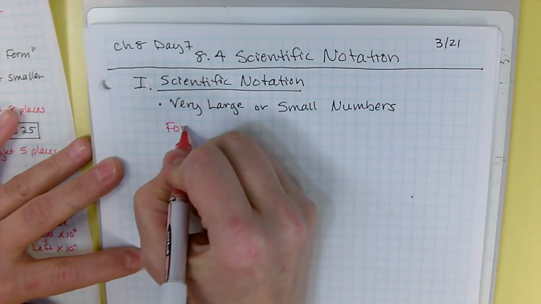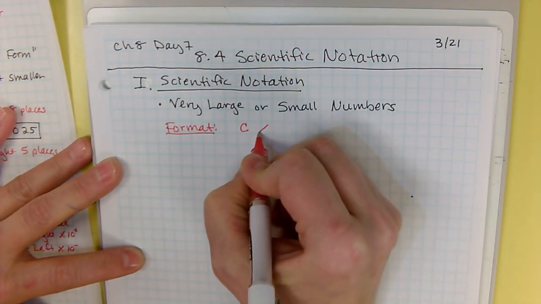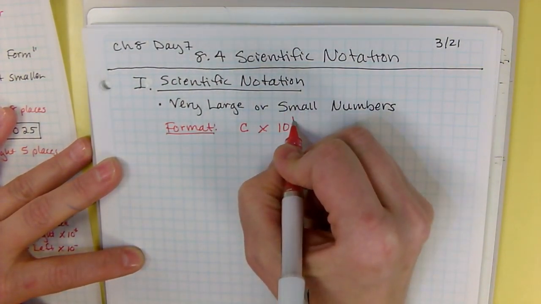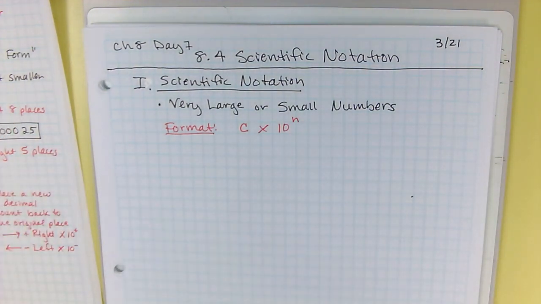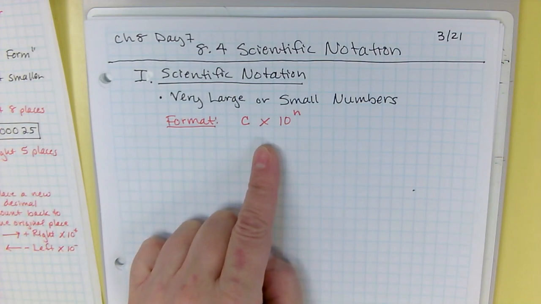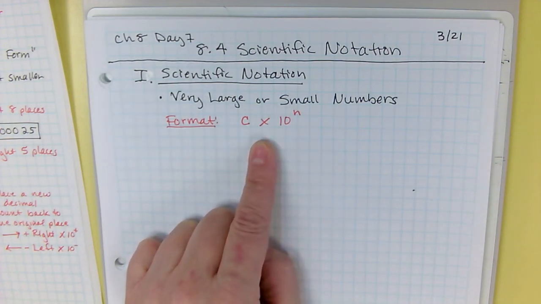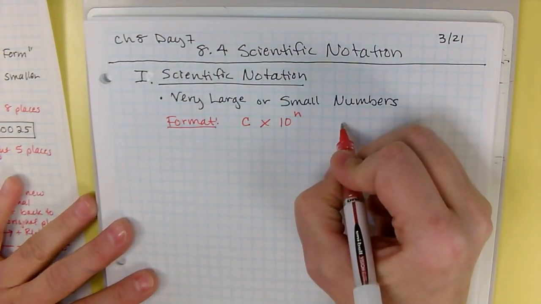Okay, so the format for scientific notation is some number C times 10 to the power of n. And you can tell this is a science thing because they used an X for a times symbol, whereas if this was algebra, we'd use a dot. You have to use the X for the times symbol. That will mess with your head because you guys are algebra students, but that's how it is.